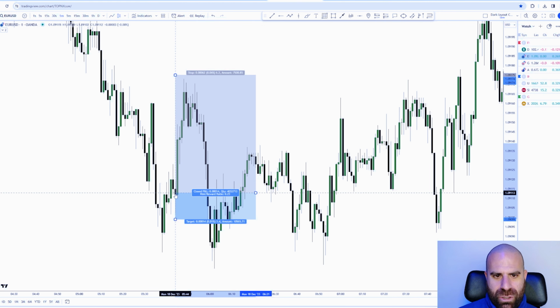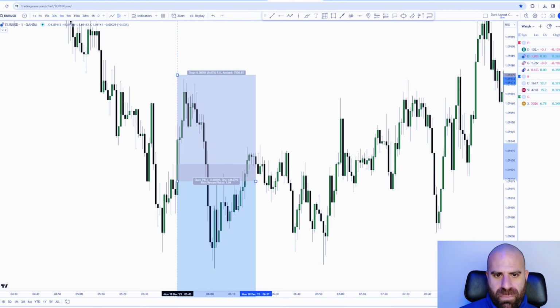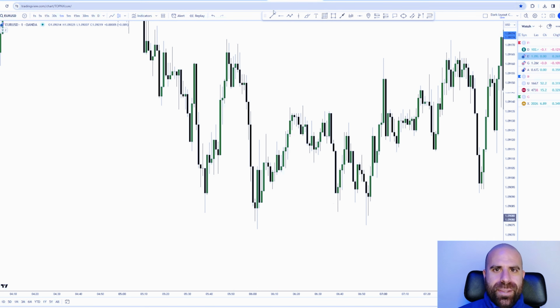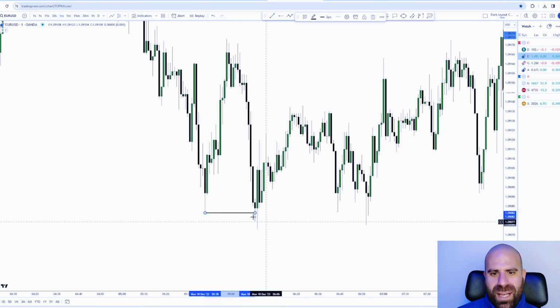We retraced, actually my entry was all the way down here from the 5 minute, we retraced aggressively back. I was very happy that we were gonna now win the trade with the bias that I had from the larger time frames, but look at that.